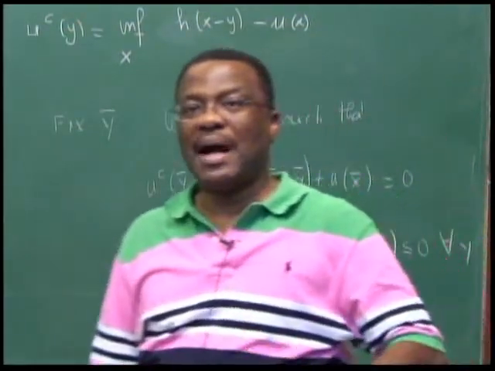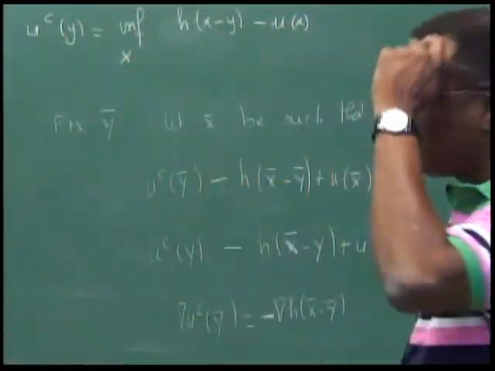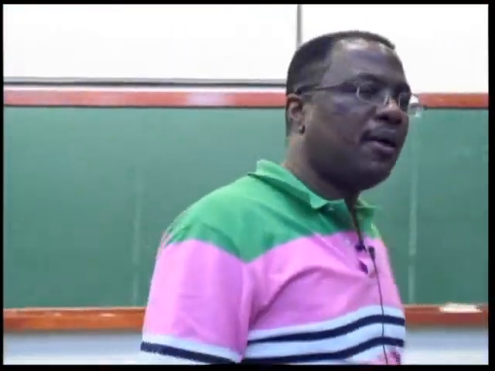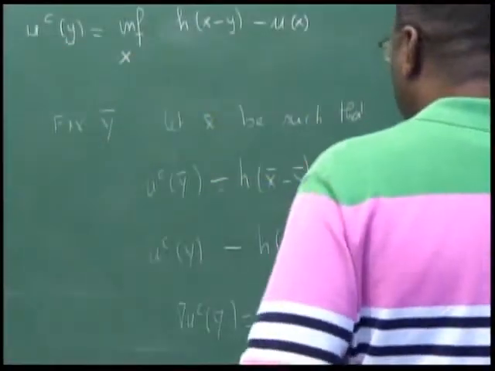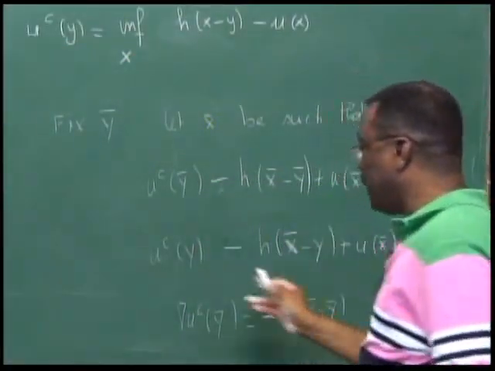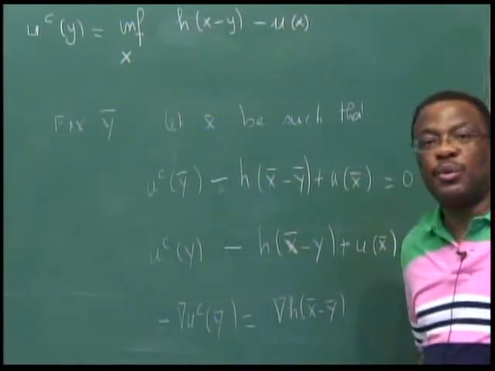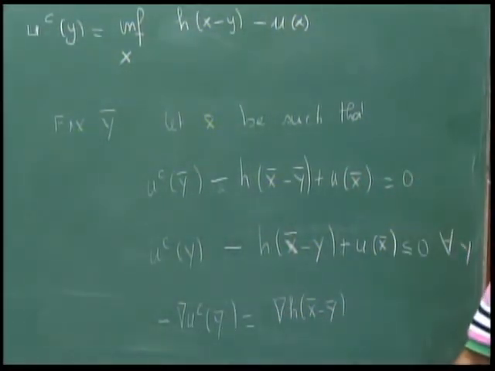So if x bar is a minimum, it must satisfy that condition. But h is strictly convex. Therefore, the gradient of h is invertible. Let me write it this way. The gradient of h is invertible, and so x bar is uniquely determined.